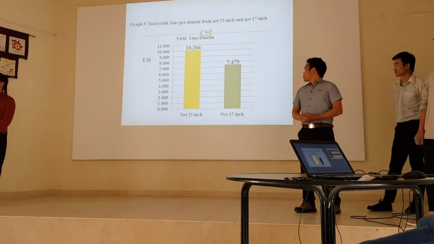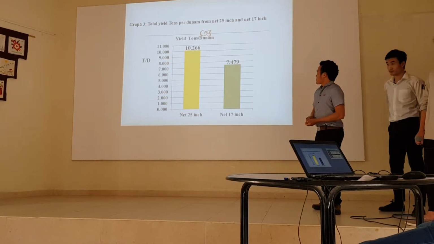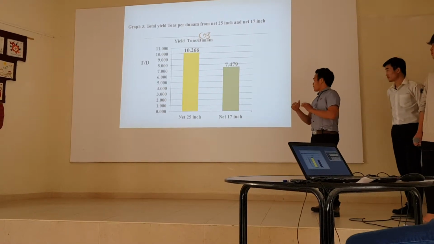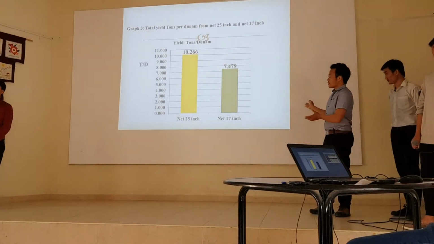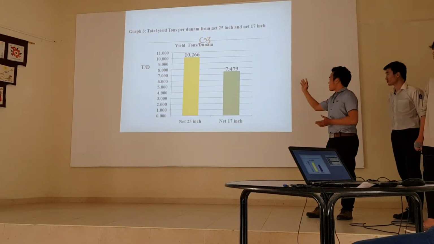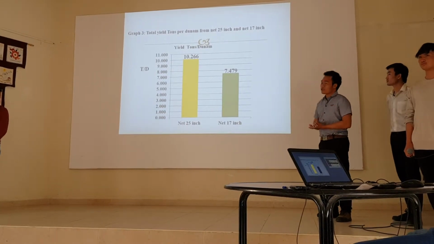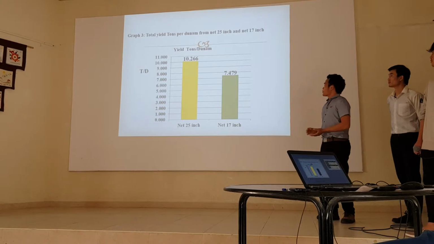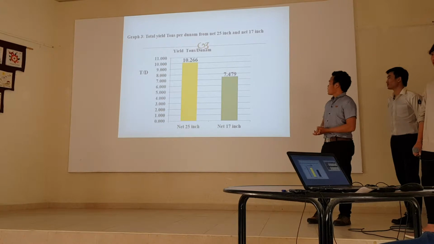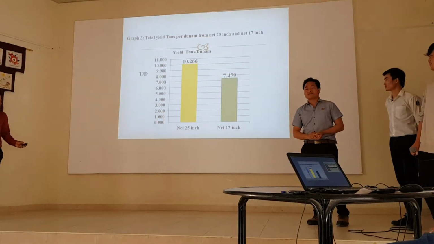This graph shows the total tons per dunam. It indicates that the two kinds of neck show different tons per dunam. When we consider each neck, we first found that neck 25 inch gets the higher yield, at 10.266 tons per dunam, and neck 70 inch has 7.479 tons per dunam.